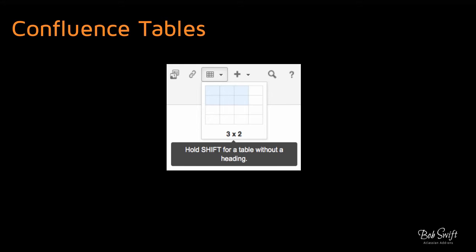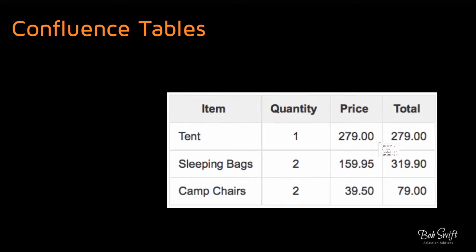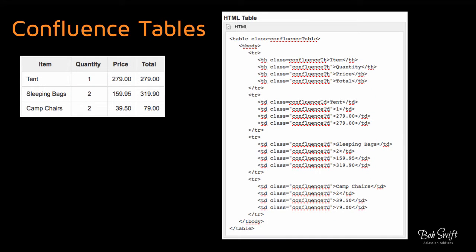Confluence provides a simple way to create tables on your pages and blog posts, but these native tables have a pretty plain appearance. You can create a table using the HTML macro to gain more ability to customize its appearance, but there's some downsides to that.